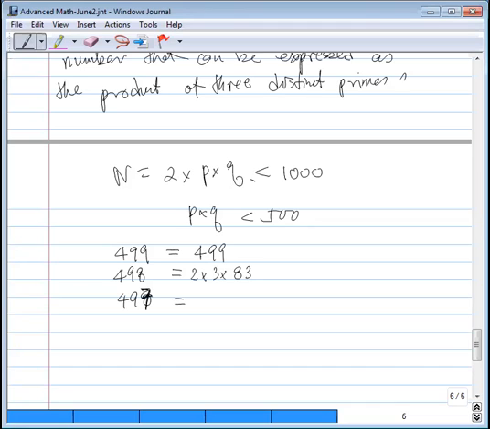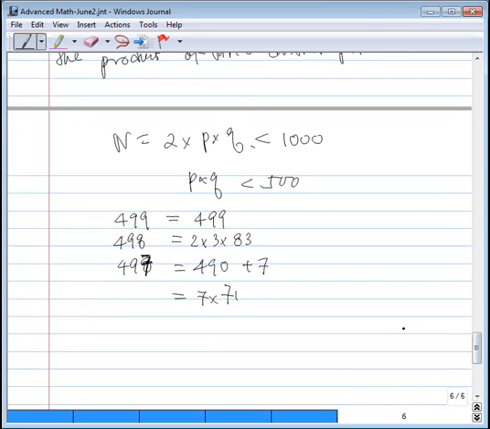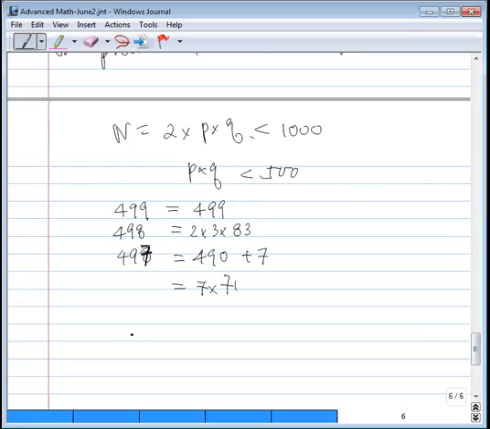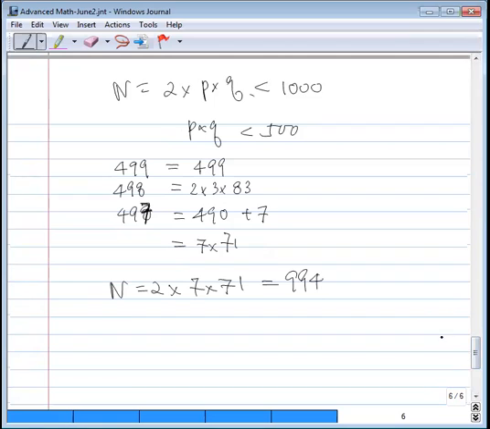49 is divided by 7, right? So 49 plus 7, clearly it's divided by 7. But once you divide by 7, then you get 71. So 71 is a prime number. So that's why you get an answer, right? So our answer here is n equals 2 times 7 times 71, which is 994. 994 is the answer to the problem.